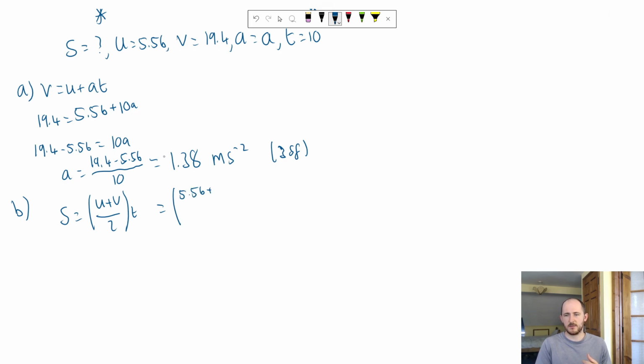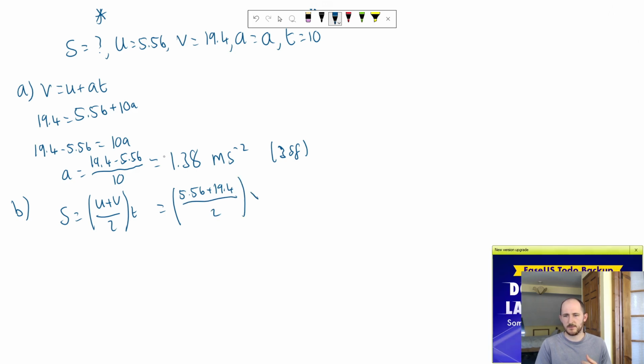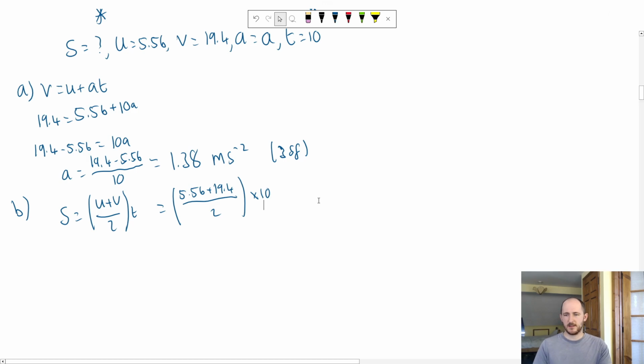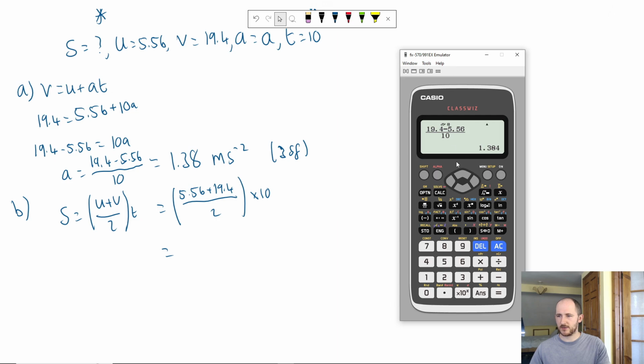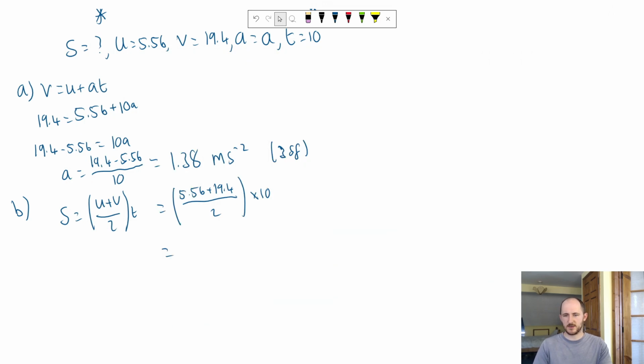5.56 plus 19.4 over 2 and times by 10. Sorry for that annoying pop-up. Anyways, let's go through it. So let's do brackets and enter it exactly as I have as well. A lot of A-level students start to get a bit arrogant and they don't use brackets and things like that. It's vital, man. Order of operations. 124.8 meters seems reasonable.